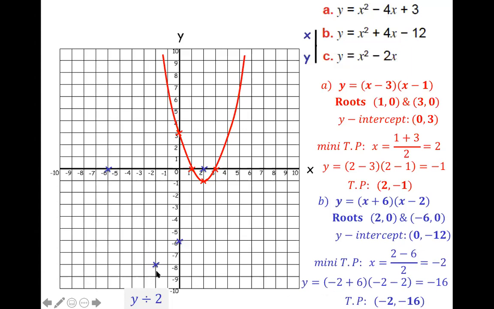Negative 2, negative 16, shown here at negative 8. But if you were to do it properly, you would change the scale for your y-axis and put the correct numbers there. It's just a change of scale, but because I'm using the same template here, I just decided to divide by 2. But that is not the correct way of representing it if you were to do it on a proper paper. Then you just draw your parabola through your points as best as you can.